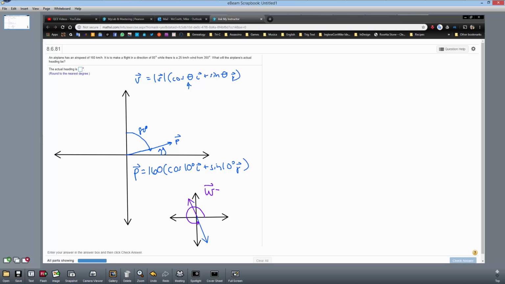So the wind's vector would be, it's blowing at 25 kilometers per hour, cosine of 280 degrees, vector I plus sine of 280 degrees, vector J. Okay, so now what you do is just like what we did in class. You'd rewrite the plane by distributing the 160 through. You'd rewrite the wind by distributing the 25 through.